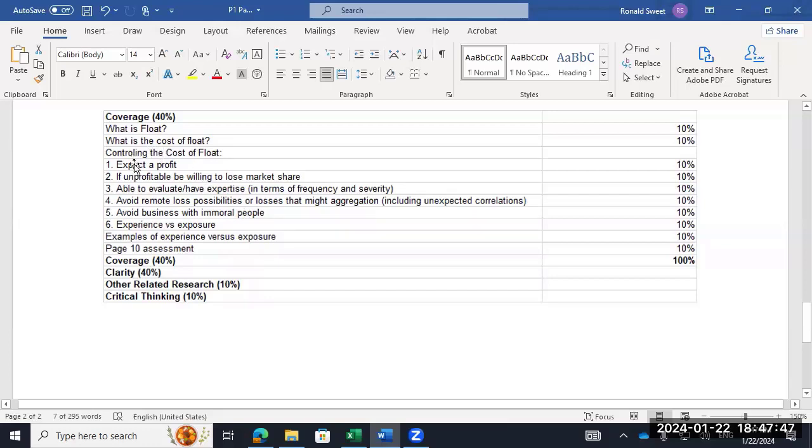Expected profit, multi-year, remember that? Sanguine about losing market share, you a 10 on that one? That one's a fairly straightforward one. Make sure you get frequency severity in there. Make sure you have correlation on that one. So y'all should be getting pretty close to 10 on these. That's why you should write them up immediately now that you're thinking about it.